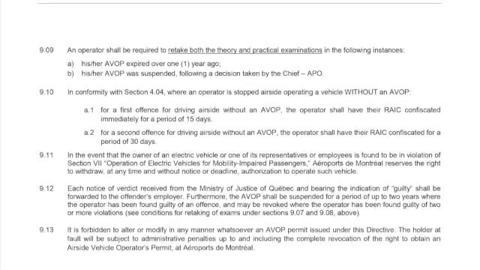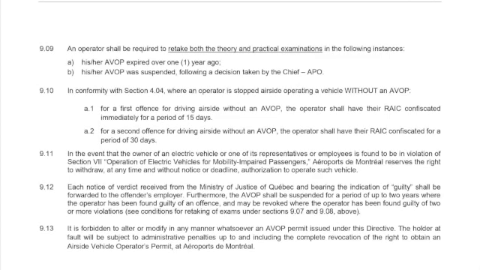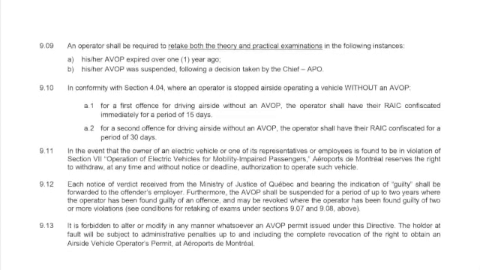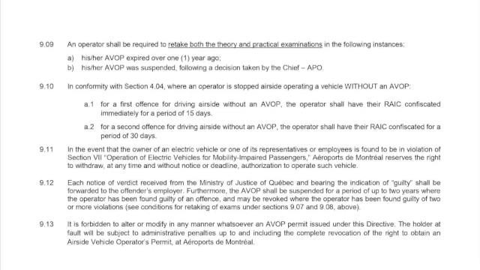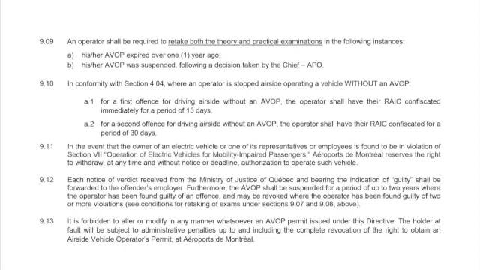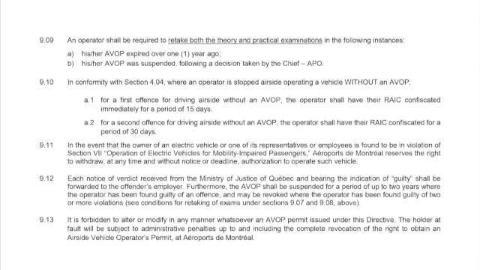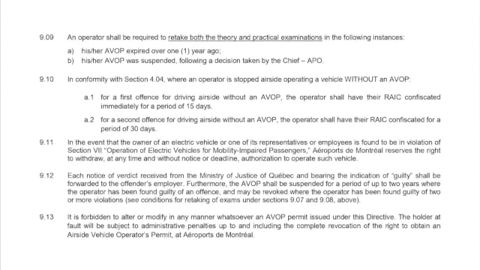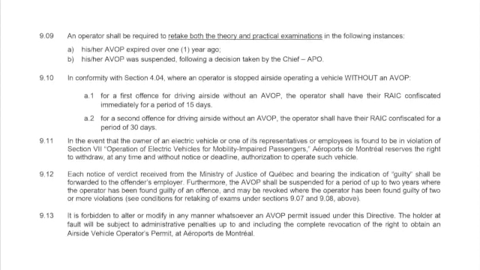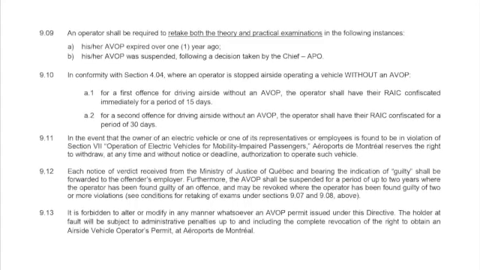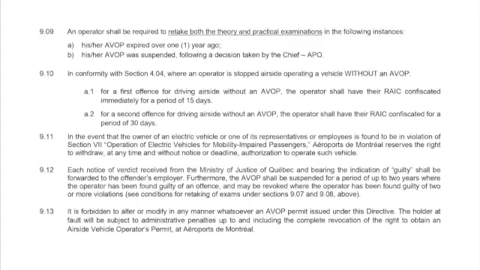11. In the event that the owner of an electric vehicle or one of its representatives or employees is found to be in violation of Section 7, Operation of Electric Vehicles for Mobility Impaired Passengers, Aéroports de Montréal reserves the right to withdraw, at any time and without notice or deadline, authorization to operate such vehicle. 12. Each notice of verdict received from the Ministry of Justice of Quebec and bearing the indication of guilty shall be forwarded to the offender's employer.